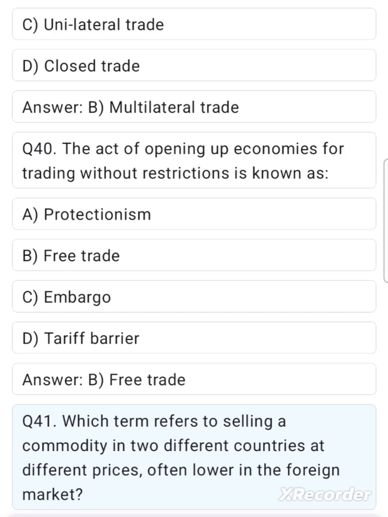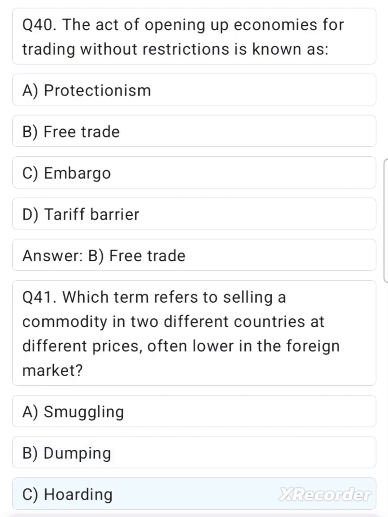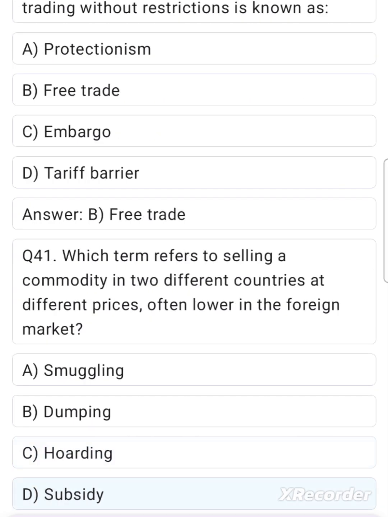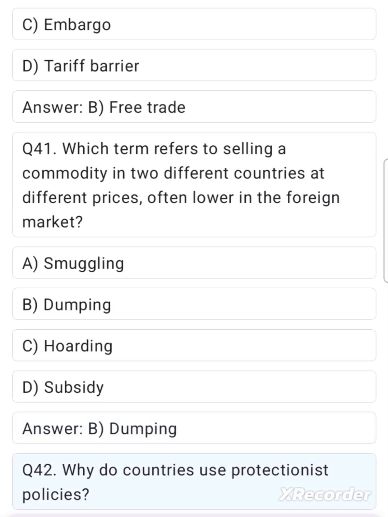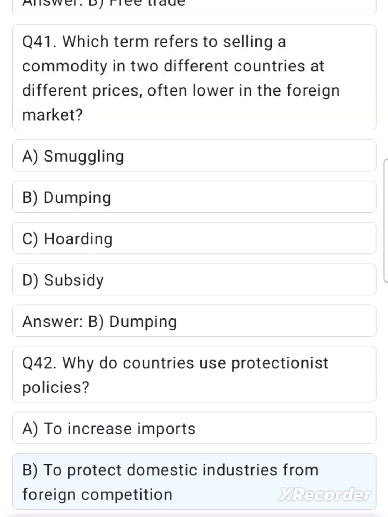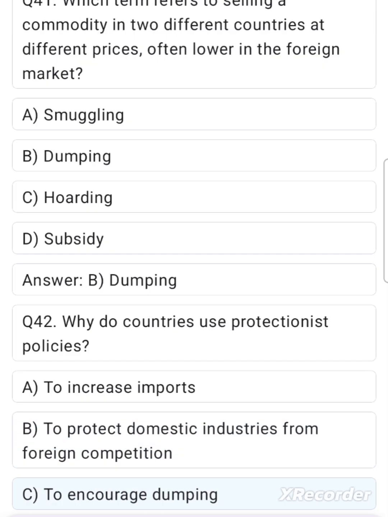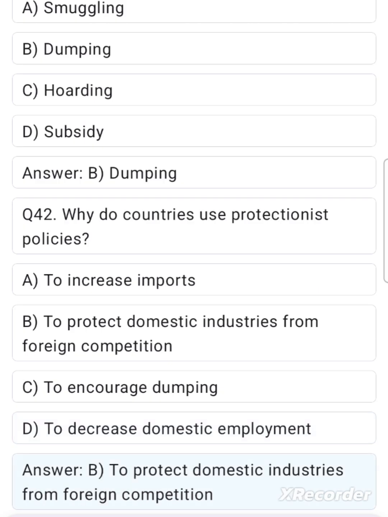Q41. Which term refers to selling a commodity in two different countries at different prices, often lower in the foreign market? A. Smuggling. B. Dumping. C. Hoarding. D. Subsidy. Answer. B. Dumping. Q42. Why do countries use protectionist policies? A. To increase imports. B. To protect domestic industries from foreign competition. C. To encourage dumping. D. To decrease domestic employment. Answer. B. To protect domestic industries from foreign competition.